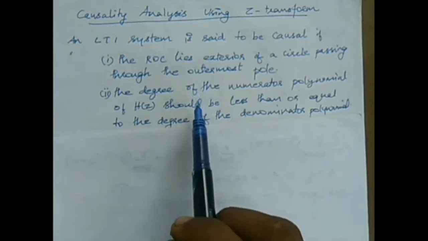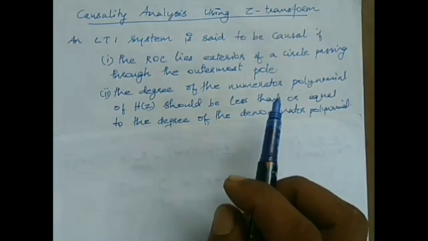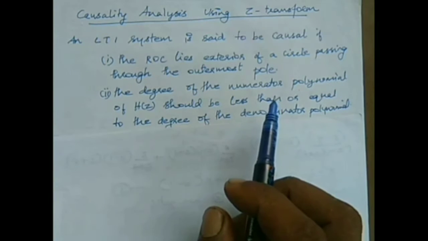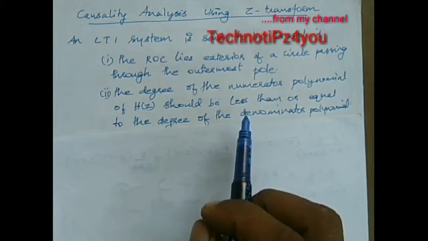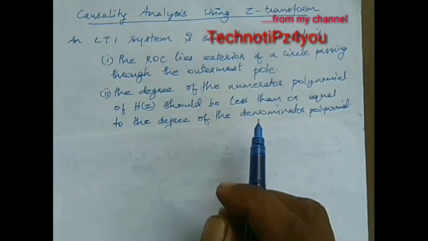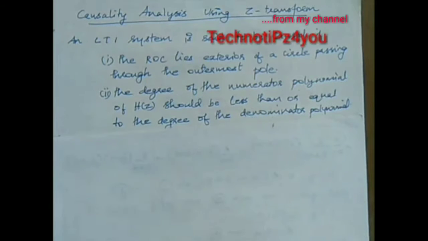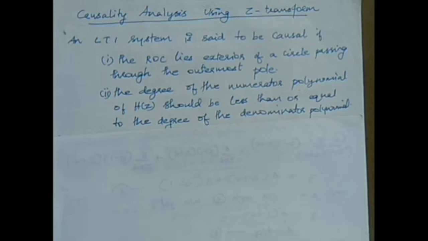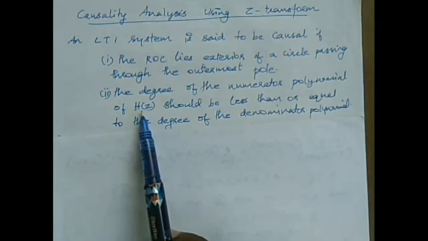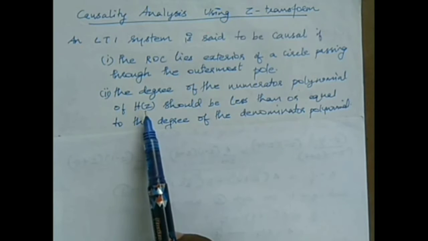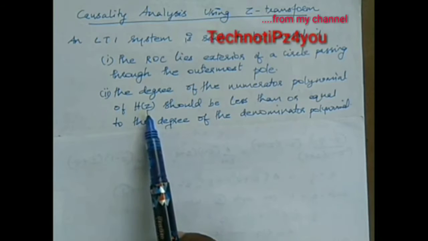Then the second condition is that the degree of the numerator polynomial should be lesser than that of the denominator polynomial. In the sense, suppose we have a different situation, then we have to find the ratio between the Z-transform of output Y(z) to the Z-transform of input X(z). Then we will get Y(z) by X(z), that is equal to H(z).